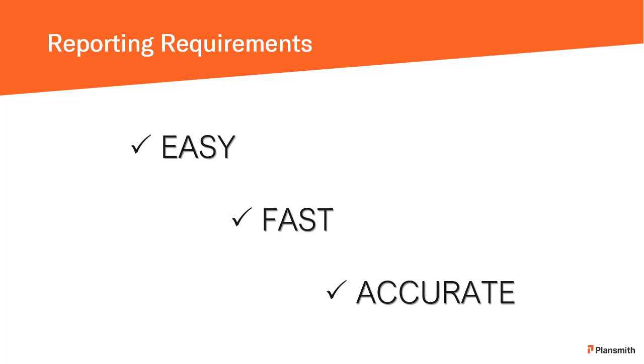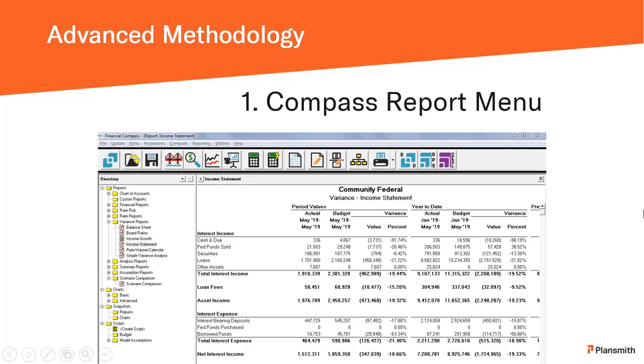For this to work, reports must be easy to understand, available quickly, and always accurate. This is what Compass is designed to do, and in the next few minutes you'll see exactly how. This session will focus on reports available from the Compass report menu. These reports are fully automated and completely accurate. They cover a broad spectrum with countless options.